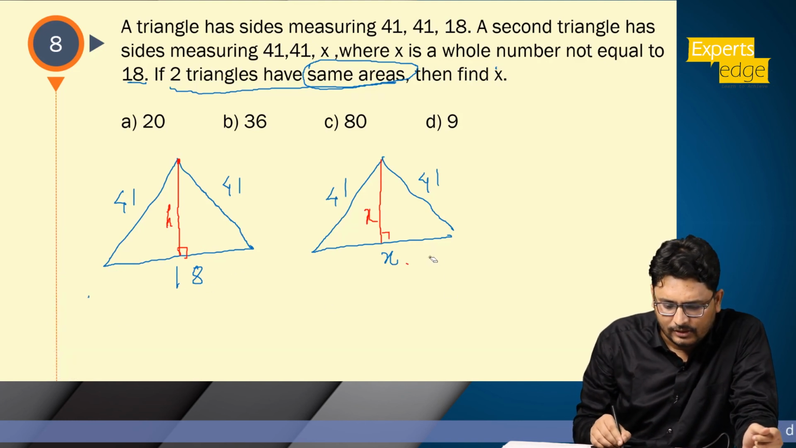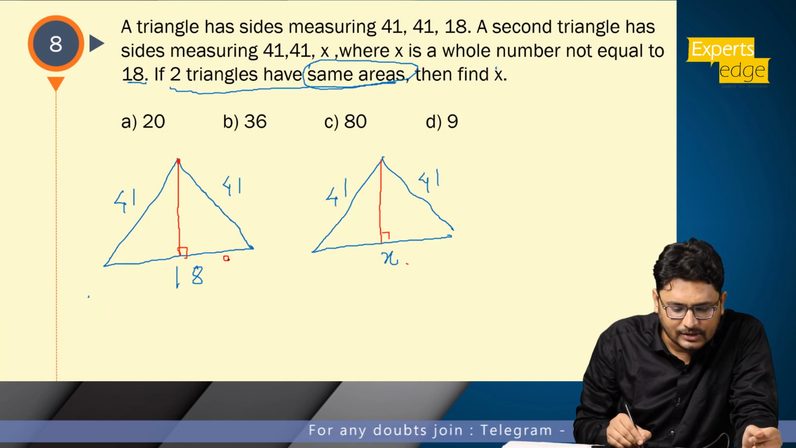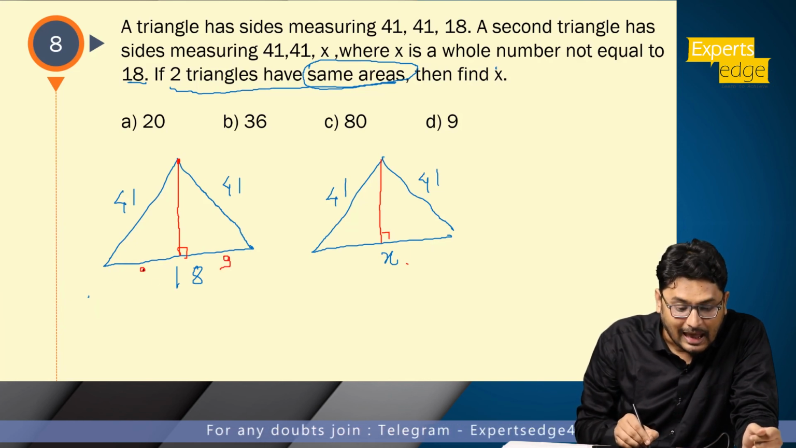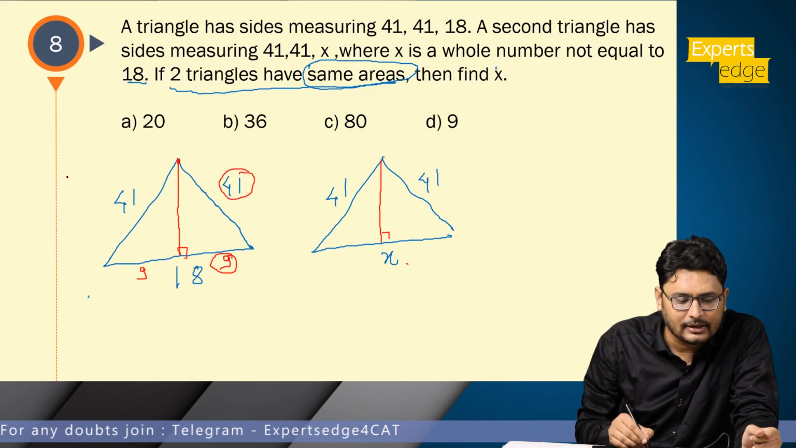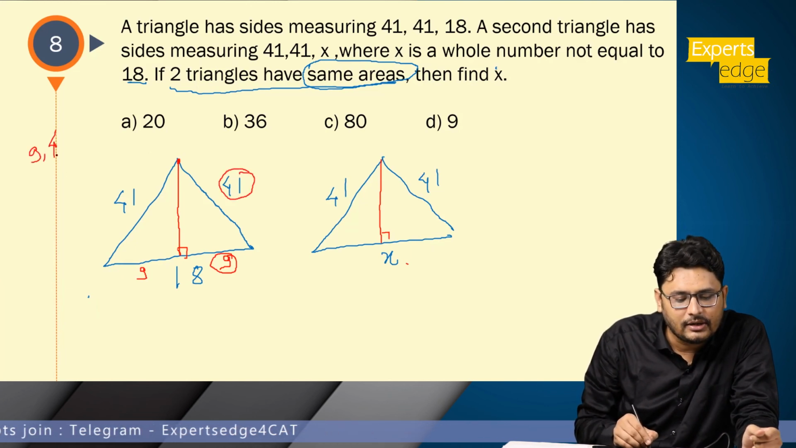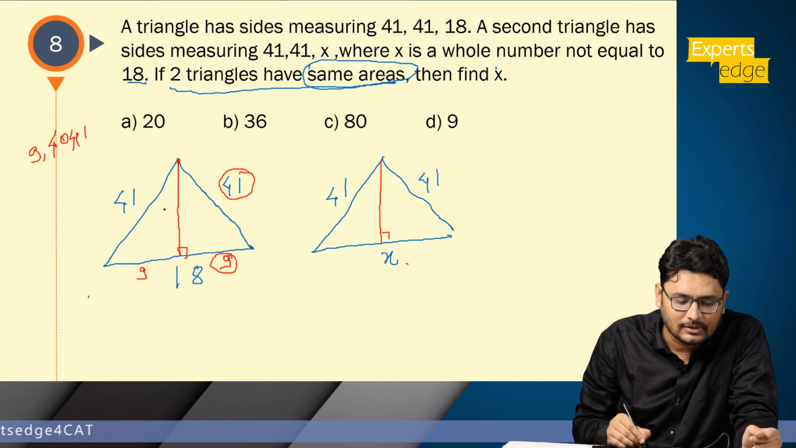If you want, you can go by the general way as well. So tell me, because it's a perpendicular bisector, what will happen? This is 18, half of 18 will be 9, this will be 9. As soon as I get this 9 and this 41, can you tell me the triplet? What was the triplet for 9? 9, 40, 41, right? By now you should remember. So this is 9, this is 41, this will be 40.